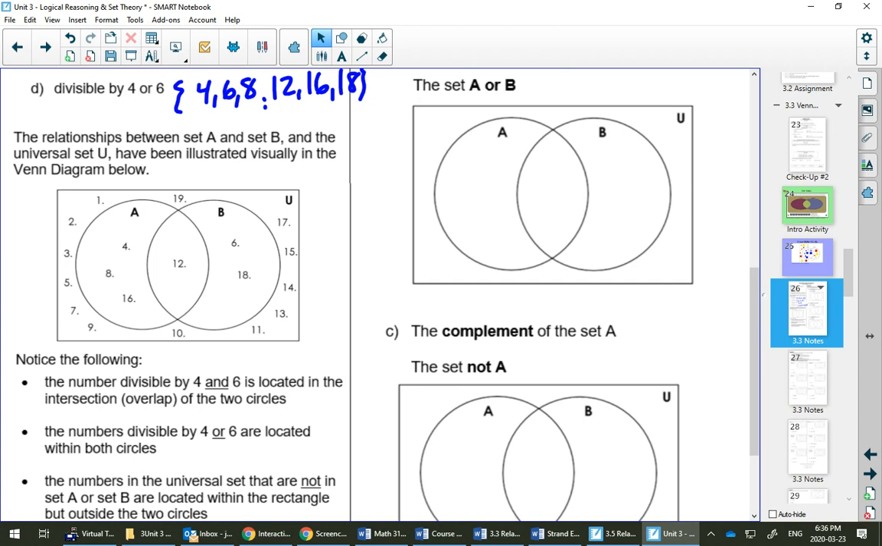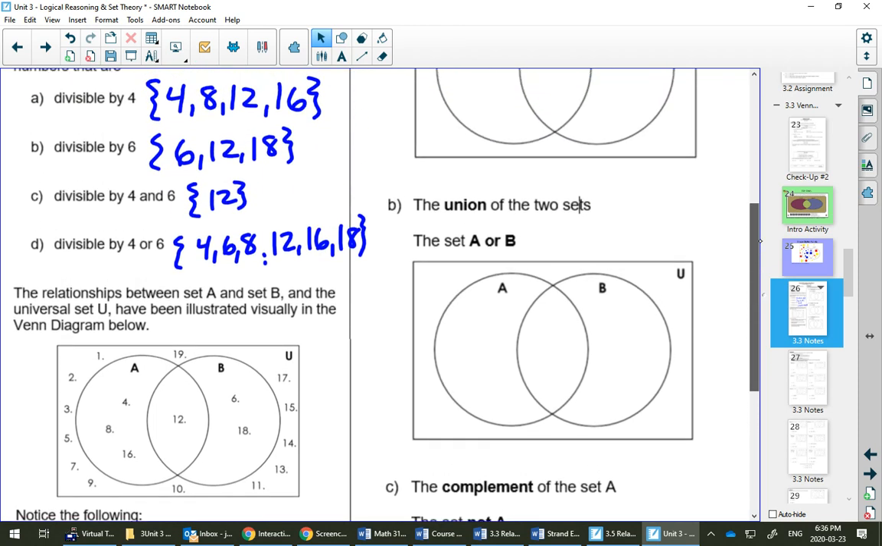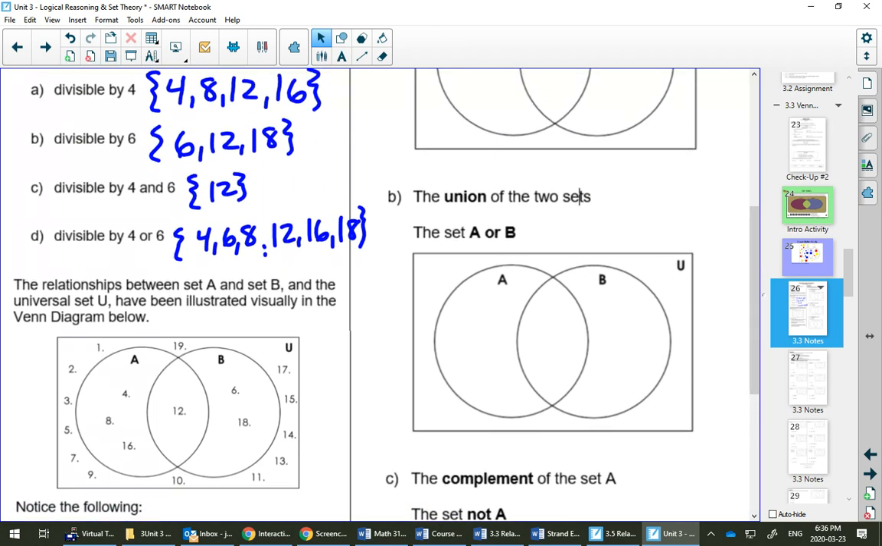So any of the elements for set A, those were the numbers that were divisible by 4. The numbers that were divisible by 4, we had 4, 8, 16, and 12. And then all the numbers that were divisible by 6, we had 6, 12, and 18.